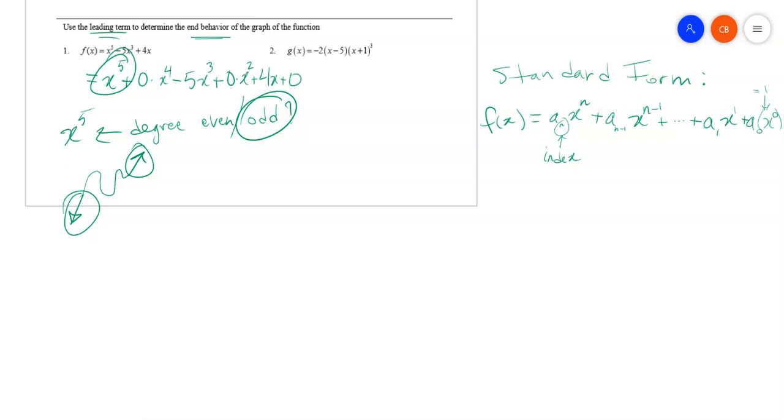And so the end behavior for this one, especially since the coefficient is positive, we would say as x approaches infinity, y approaches infinity. Also as x approaches negative infinity, y approaches negative infinity.